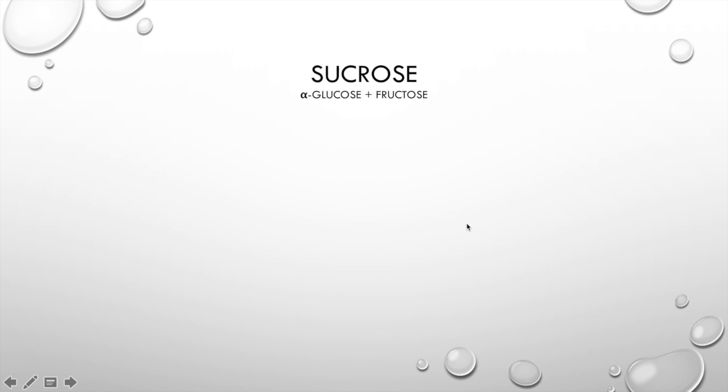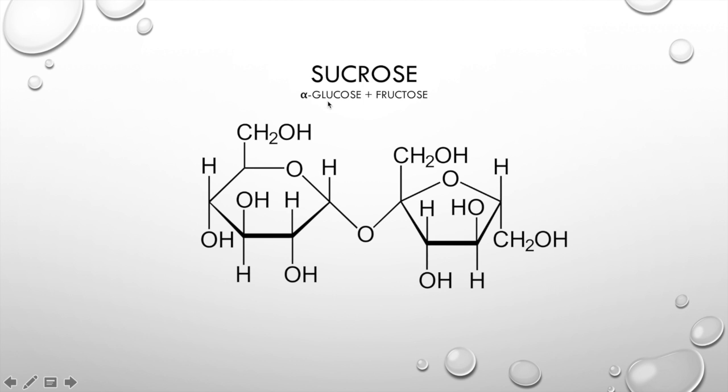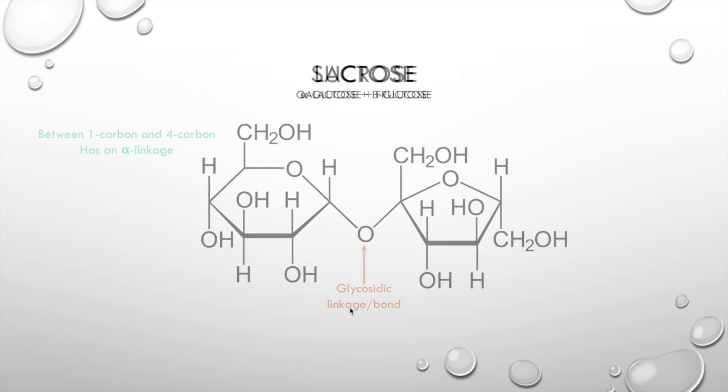The next disaccharide is sucrose. And if you take the isomer alpha glucose and combine it with fructose, then you get sucrose. And sucrose looks something like this. And again, you can see that glycosidic linkage or bond, which was formed because of that dehydration synthesis reaction. And again, it's happening between the first and the fourth carbon. And since it's alpha glucose, this is an alpha linkage. The next disaccharide is lactose. So lactose contains galactose and beta glucose.